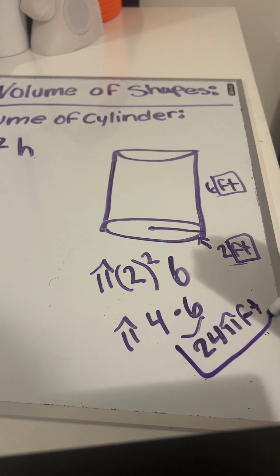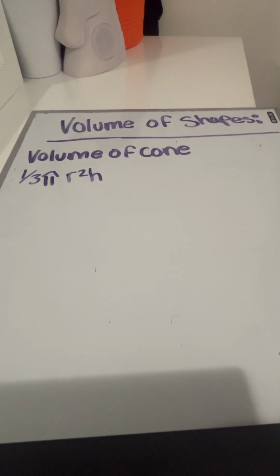So this will be our answer. So that's how you find the volume of a cylinder. Now for our last volume of shape will be the volume of a cone. We have 1/3 pi r squared and then height.